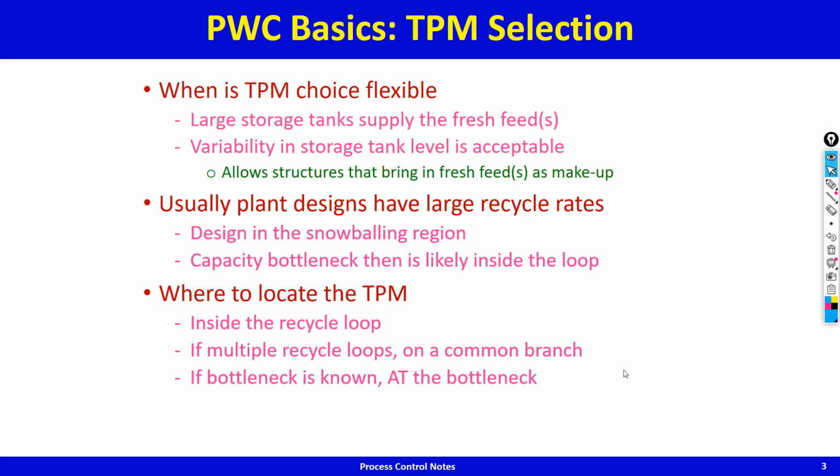Where to choose the throughput manipulator? Definitely inside the recycle loop. If you know nothing about the process and there are multiple recycle loops, you put the throughput manipulator on a common branch to the two recycle loops. If the bottleneck is known, and usually the bottleneck will be inside the recycle loop, you choose the throughput manipulator at the bottleneck constraint. That's the key understanding that comes from these simple arguments.